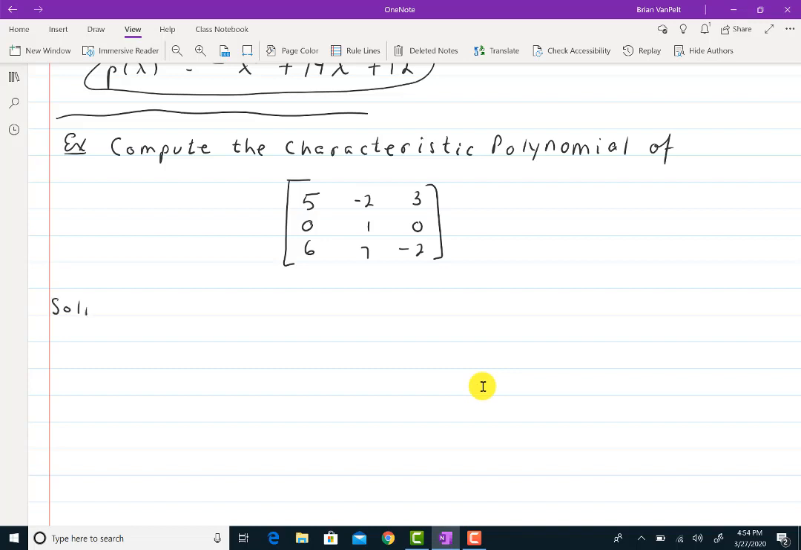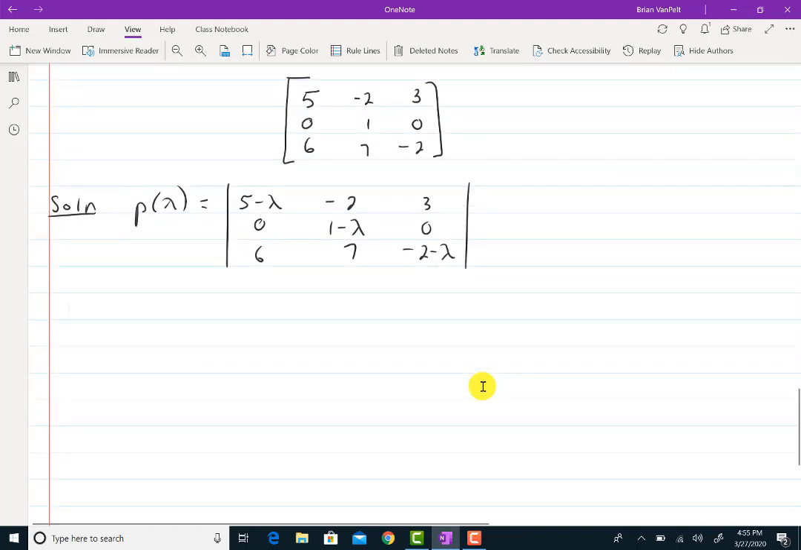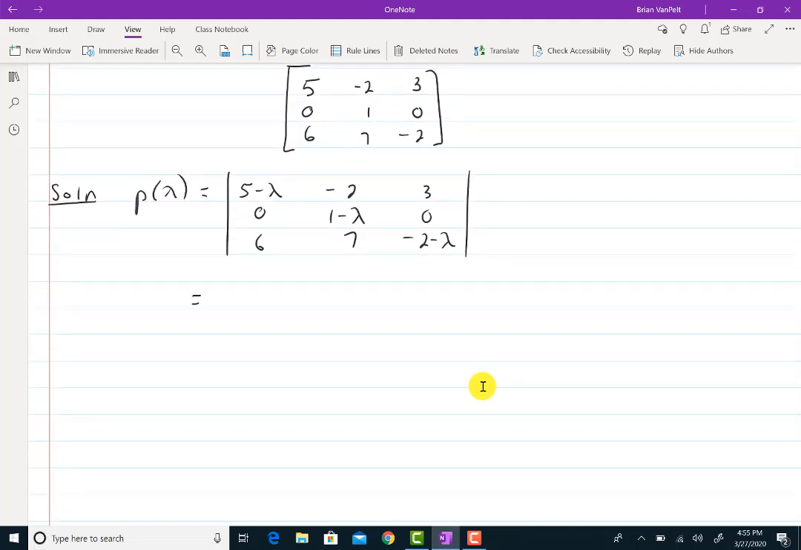And so for my solution, I have P of lambda is equal to the determinant of, and I have 5 minus lambda, 0, 6, that's down the first column, negative 2, 1 minus lambda, 7, 3, 0, negative 2 minus lambda. And I'll do cofactor expansion like I did before, but this time I see a very nice opportunity to save myself a lot of work. And that's if I go along the second row, I only have one non-zero thing to do.